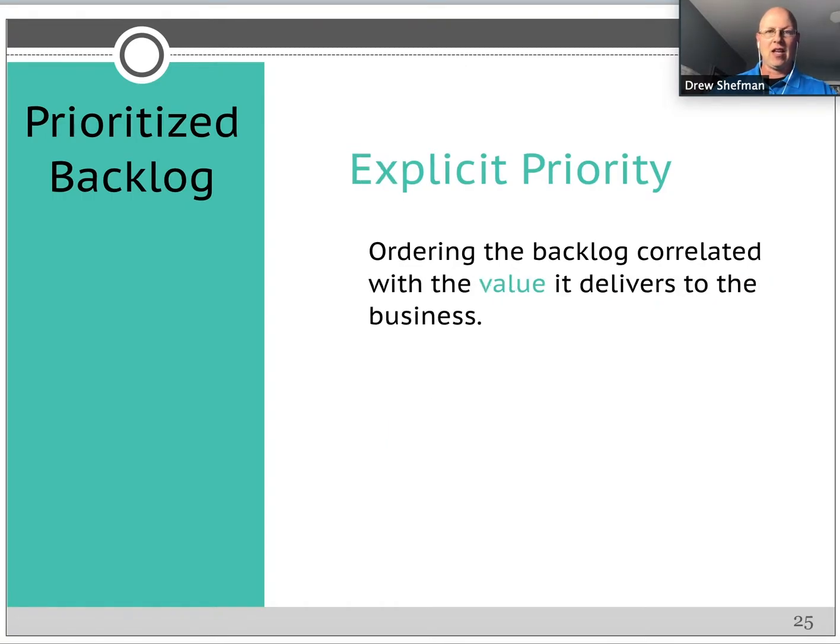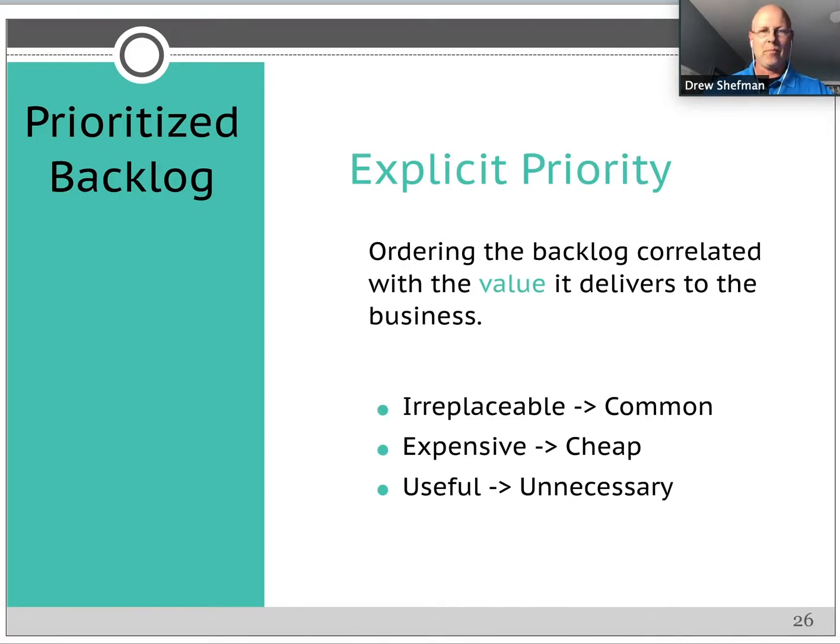Explicit priority is ordering the backlog correlated to the value that it delivers to the business, in this case, saving your home. This is like irreplaceable to common, expensive to cheap, useful to unnecessary. So during our next flood, our tax day flood, we decided to organize from useful to unnecessary. This is the chairs, the sofas, the tables, things like that.